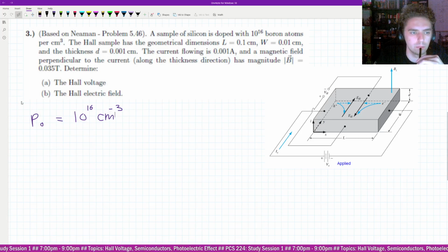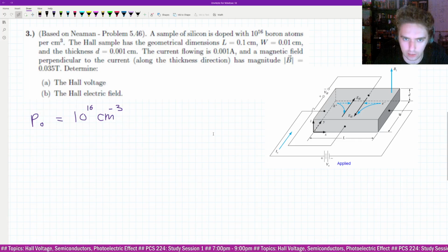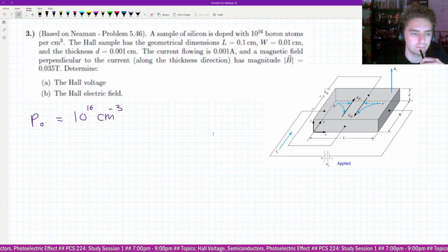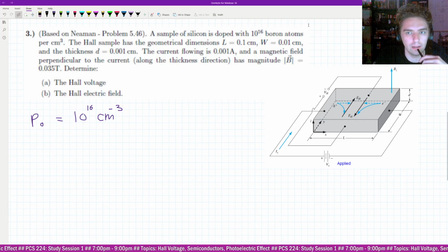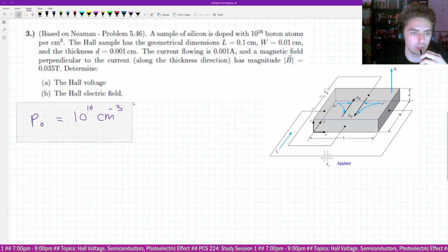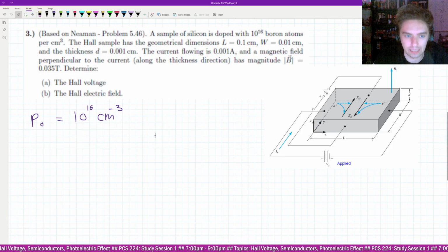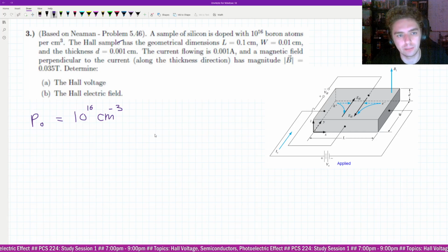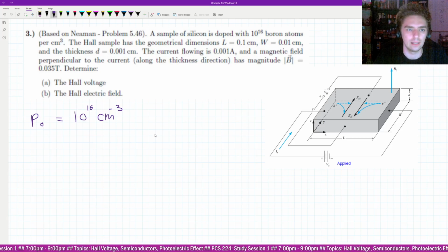Again, it's always going to be boron or phosphorus. Phosphorus is giving more electrons. Boron is giving a hole, so taking one electron. And so your doping of boron atoms is going to be your density of holes, the amount of holes you have per unit volume, because each boron atom gives one hole. The sample has geometrical dimensions: L equals that, W equals that, thickness D equals that. Whatever, we'll deal with that in a second. I guess I'll just label it.